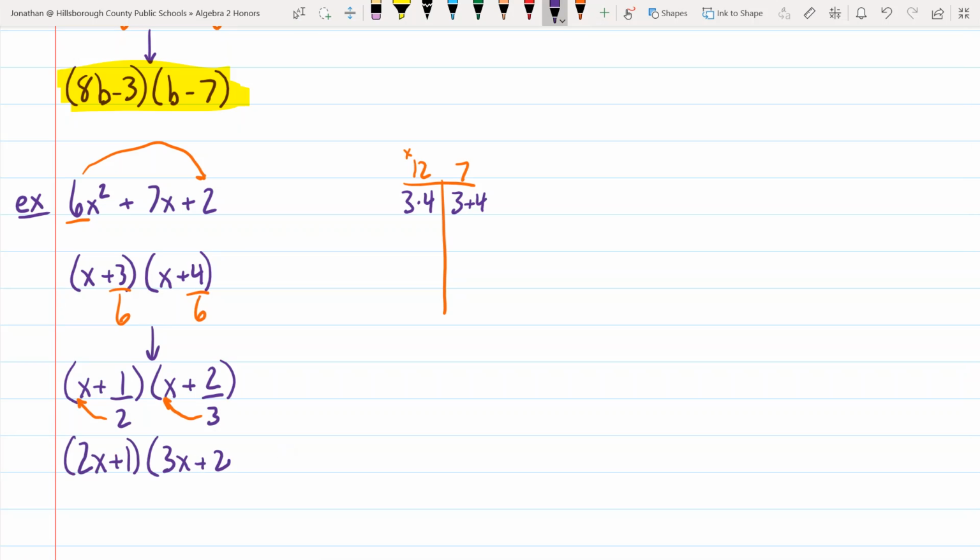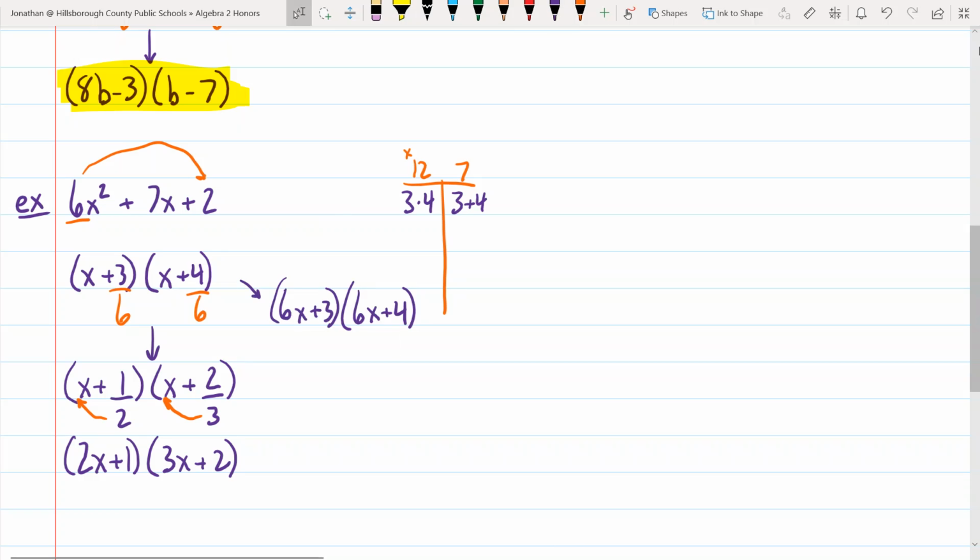3x plus 2. Now, let me show you what would happen if you did not simplify. You'd have 6x plus 3 and 6x plus 4. And if you tried to redistribute this, or FOIL as some people call it, you start with 6x times 6x, which gets you 36x squared. I don't see that up here. It's because you accidentally created a GCF in the process of doing this. Just be careful with it.